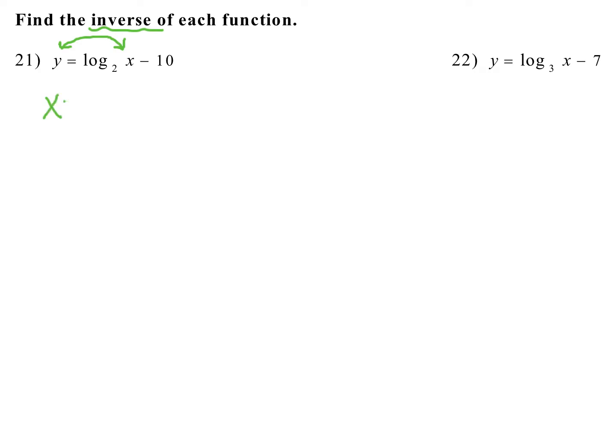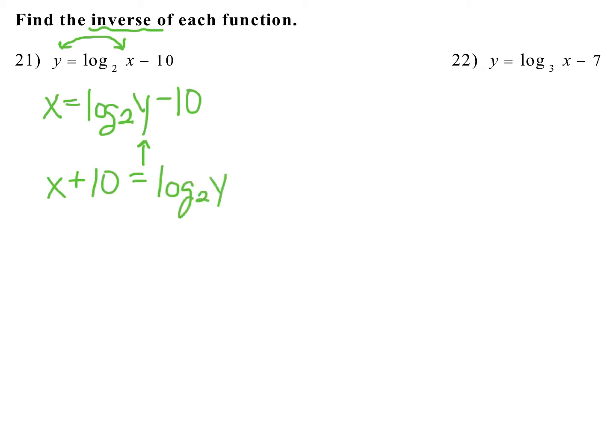So x equals log base 2 of y minus 10. Now I've got to go through and solve for y. And in order to do that, I first need to get rid of everything but the logarithm, so that means that I'm going to add 10 to both sides. So x plus 10 equals log base 2 of y.